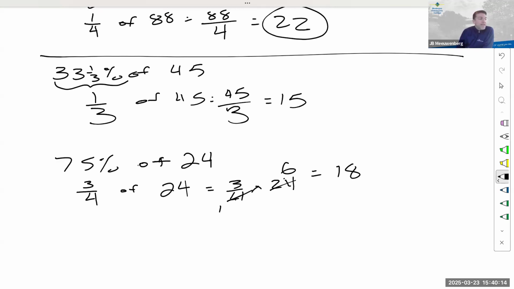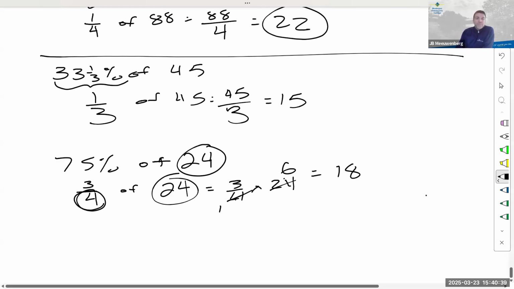Perhaps you even thought about it as, all right, I know 3/4 is just going to be a fourth plus a fourth plus a fourth. 1/4 of 24 is 6. Then I have 3 of those to be 18. However you're going to think about that. I purposely designed this question so this number would be divisible by that denominator. So that's just a way you can use fractions to do some of these mental calculations as well.